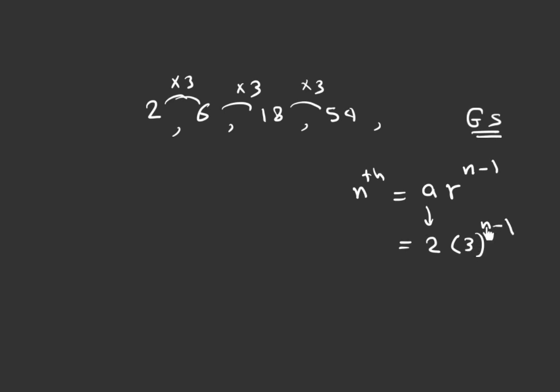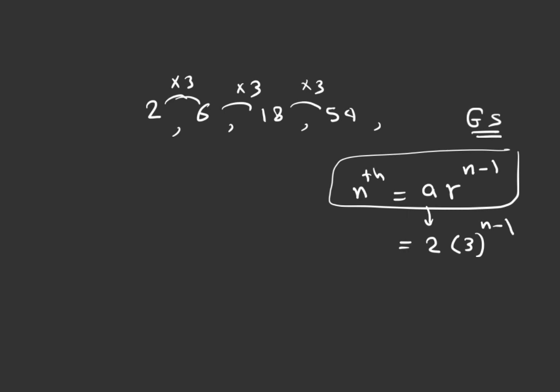Put n equal 1, so 3 power 0, which is 1, 1 times 2 equals 2. If you put n equal 2, you get 6. If you put n equal 3, you get 18, and so on. So the rule, if you multiply by the same number each time, is a r to the power n minus 1. a stands for the first term, r stands for the ratio between the terms, the number you multiply by each time. This is called a geometric sequence.